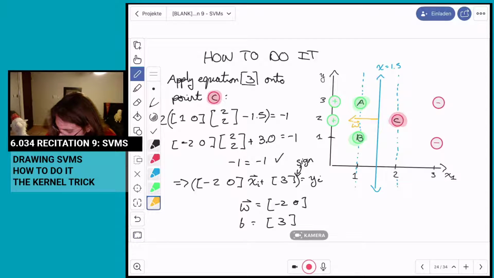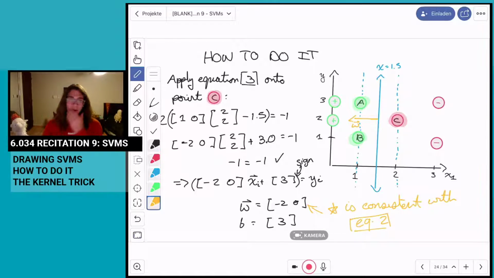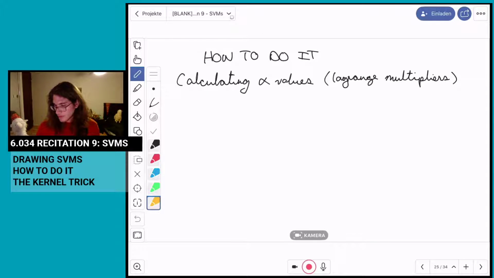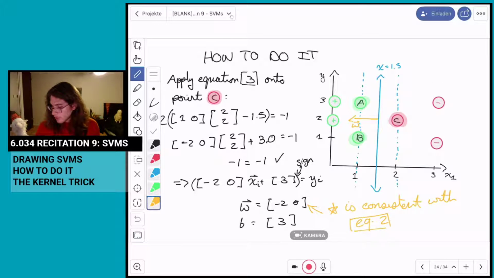And I think it's also important to note that this negative 2, 0 is consistent with equation 2, or what we found with equation 2, where we saw that we needed to multiply by 2 and we needed to multiply by negative 1 again because we needed to point it toward the direction of the positive points instead of the negative ones. Okay, so we're not done there.